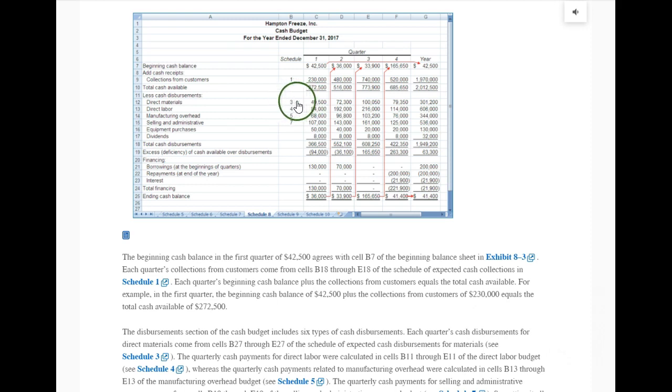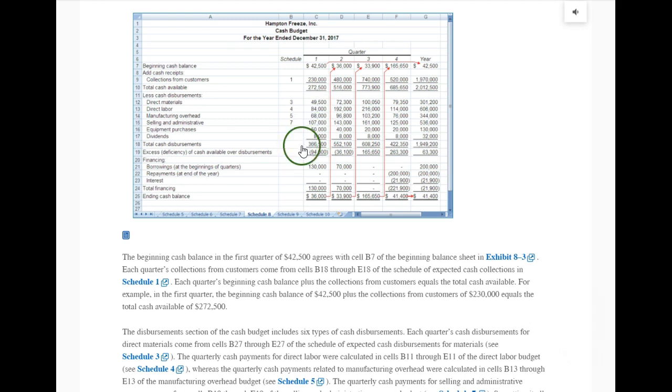And now we have to pay quite a bit of expenses. So from Schedule 3, we came up with this number, Schedules 4, 5, and 7, these other numbers. We also decided that we're going to purchase $50,000 in equipment. This doesn't come from a budget. You could have an equipment purchase budget, but we don't have one in this example. We expect to pay $8,000 in dividends. So all these are cash flow numbers.